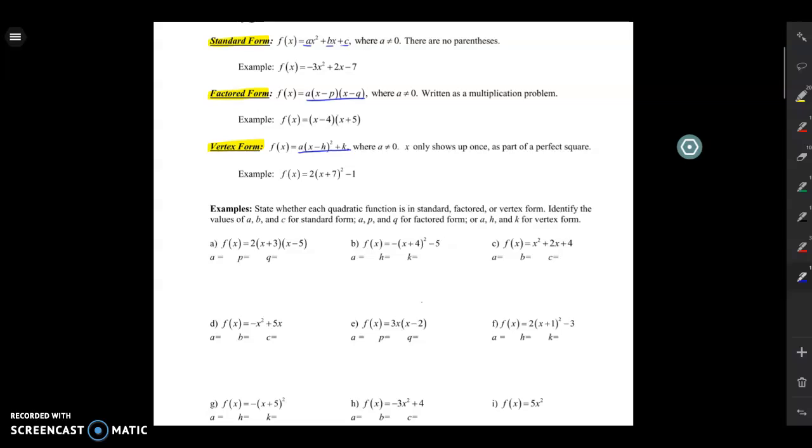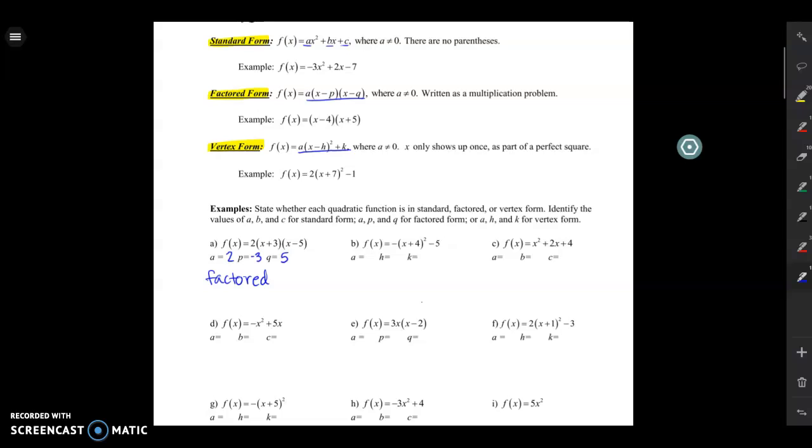So let's look down at this example A. This example is in factored form, and we can tell because we have two sets of parentheses, we don't have any exponents, and so that's going to be in factored form. So your A is the number in front, so that's going to be 2. Your P is whatever number you're subtracting from the first x, so that's a -3. And then your Q is whatever number you're subtracting from the second x, which is 5.